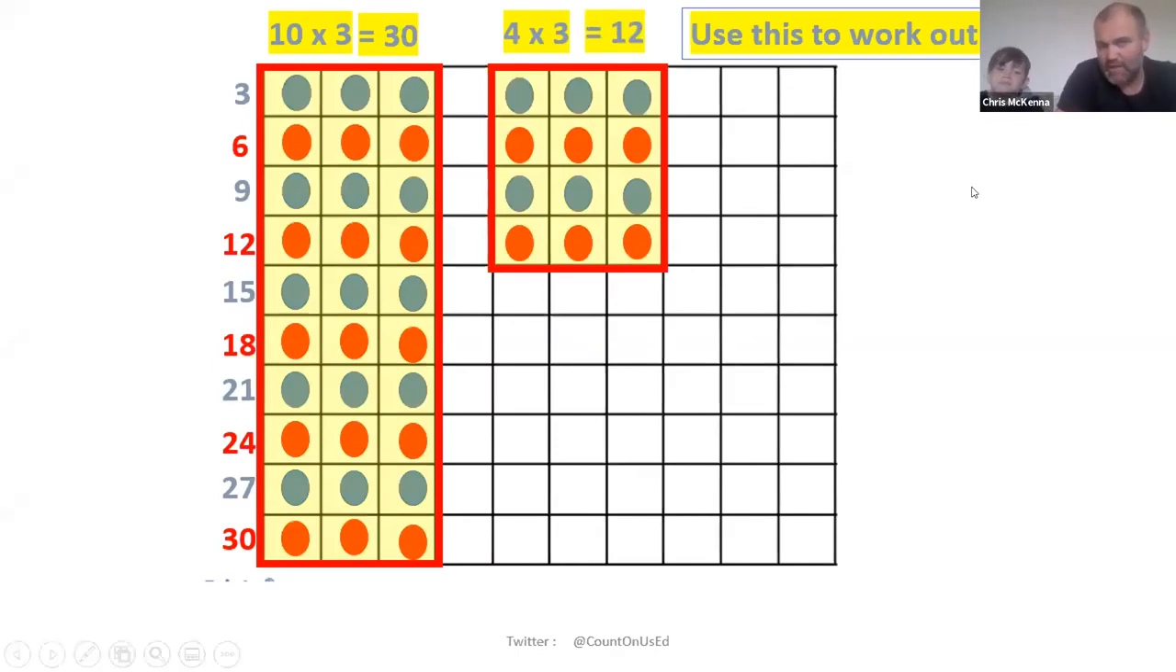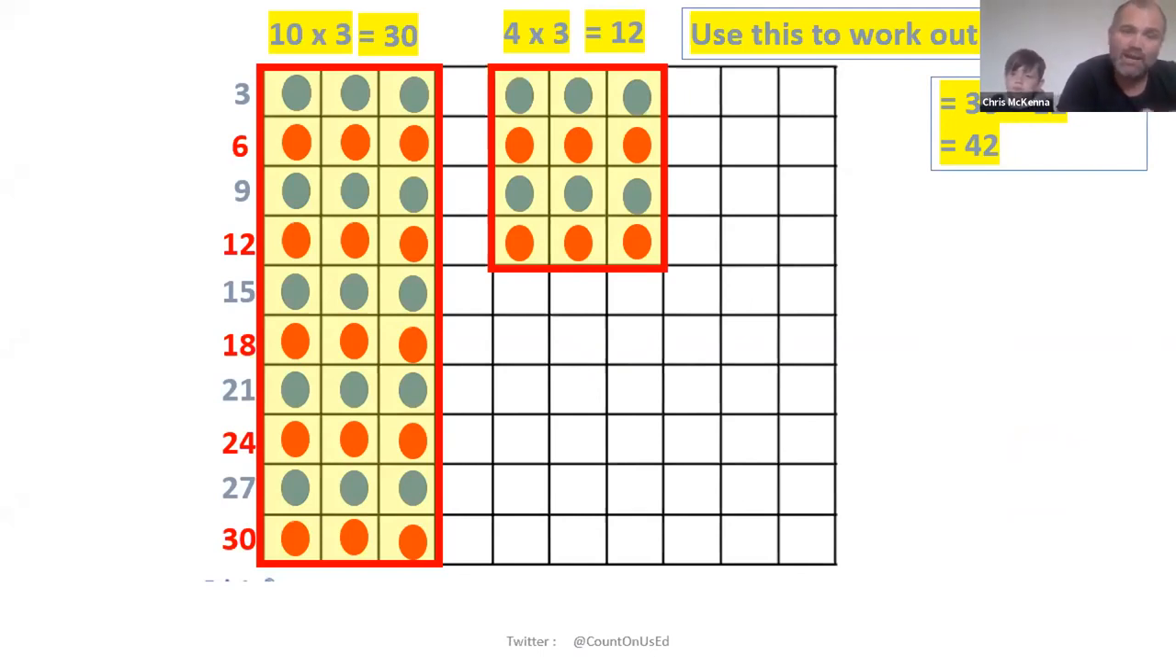42. How did you get that? I added 30 and 12 together, which gives me 42. Yeah, I did the 30 and the 12 together to get 42. So we can see here, we're using this picture to work out 14 times 3. So it's basically my 10 3s plus my extra 4 3s. So it's 30 plus the 12, which equals 42.